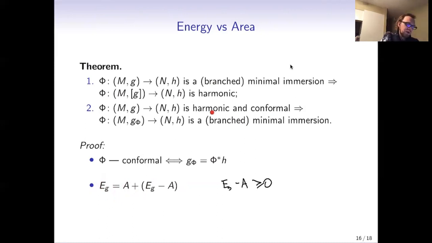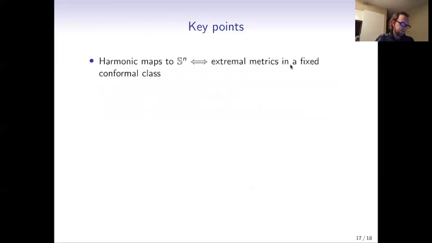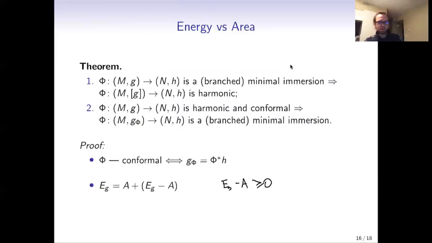Conversely, if we have a harmonic and conformal map, then for a conformal map the derivative of this term is 0. For a harmonic map, the derivative of this term is 0. Therefore, the derivative of this term is 0, and we have a branched minimal immersion. So there you go, this is how this is proved. The takeaway here is that conformal harmonic maps are essentially the same as minimal immersions.